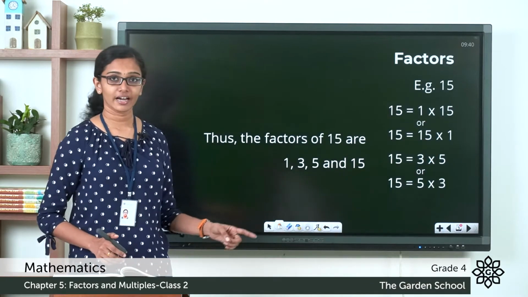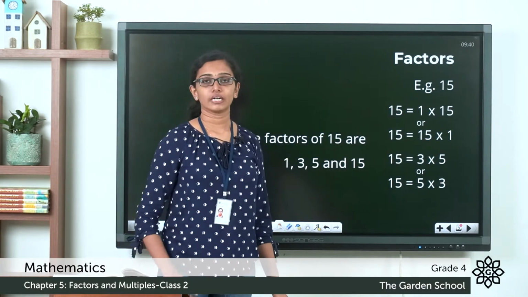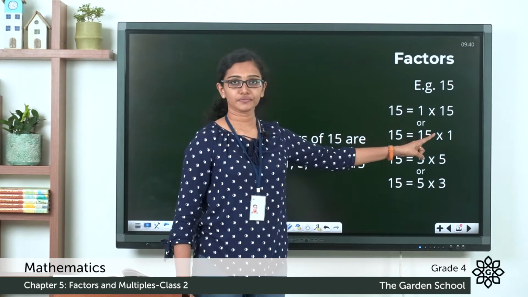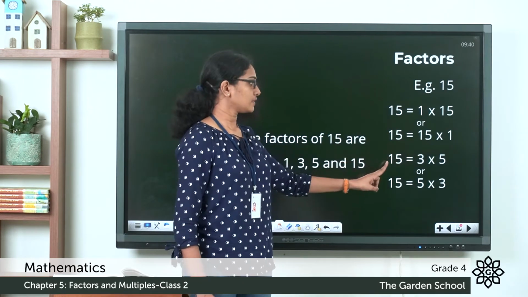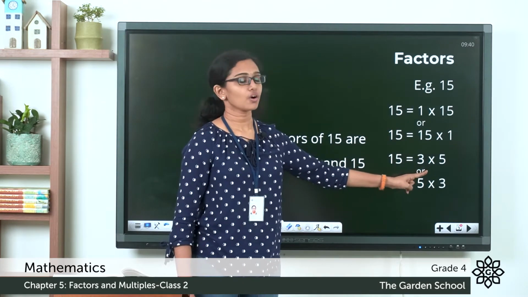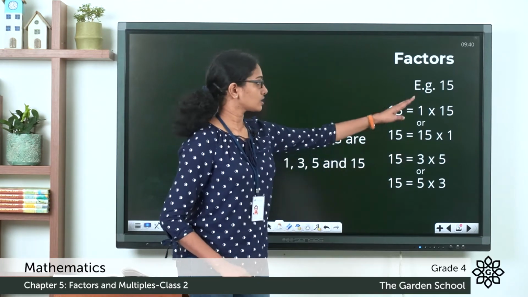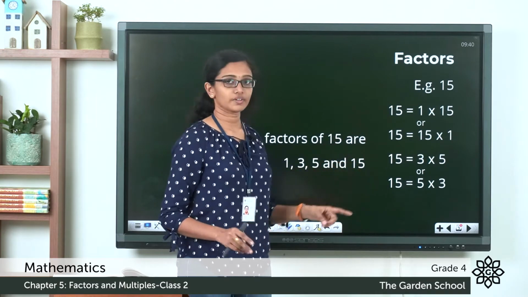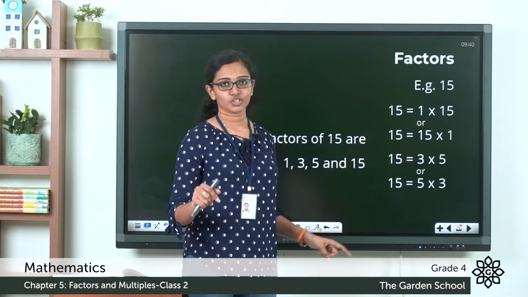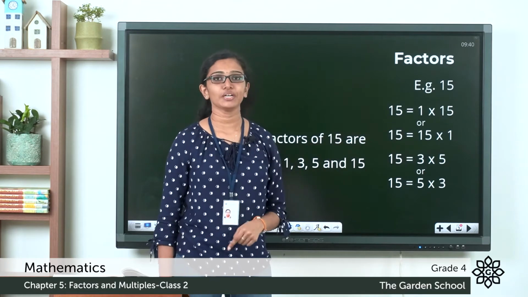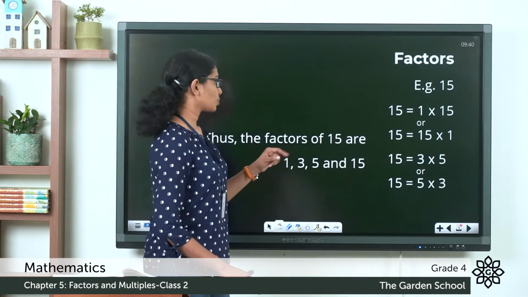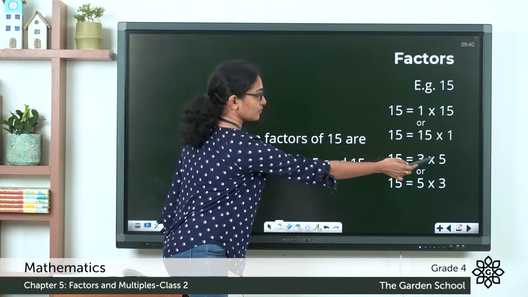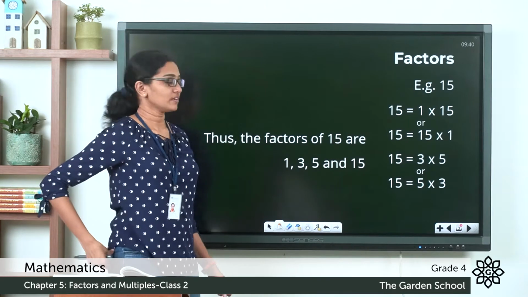See one example here. You have the number 15 here. Which are the factors of 15? 15 can be either 1 into 15 or 15 into 1, and 15 can be either 3 into 5 or 5 into 3. Hence, these are the numbers which when multiplied together will give the number 15, or these are the numbers which can divide the number 15 completely without leaving any remainder, right? So, we can say the factors of 15 are 1, 3, 5 and the number itself, 15.